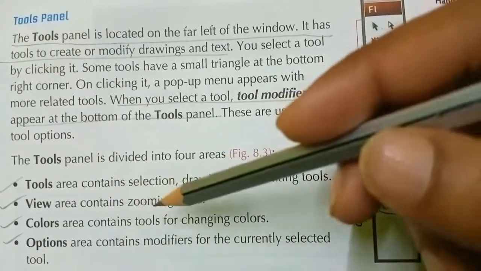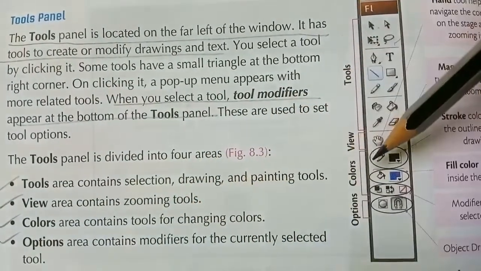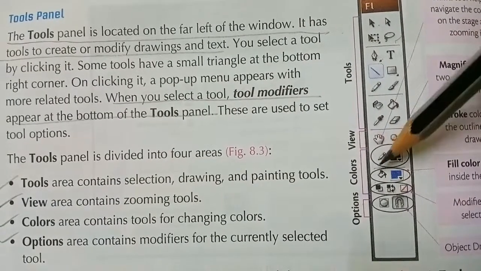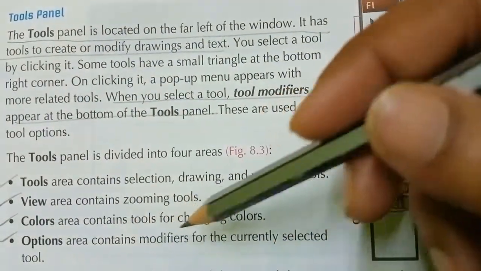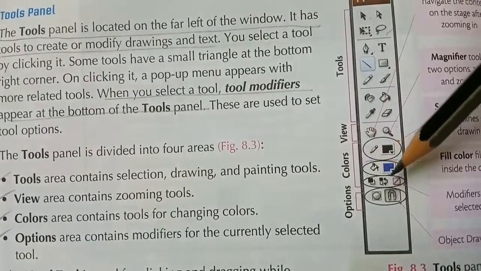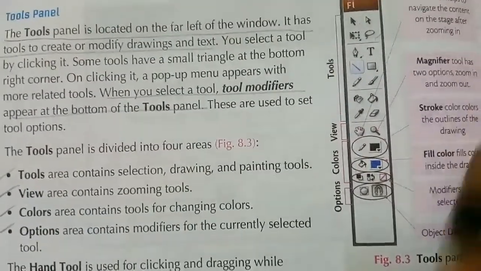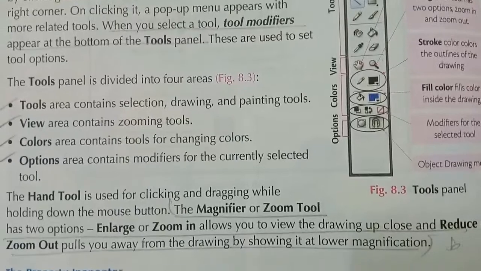Then the colors area contains the tools for changing color. So this is the color area where you can change the colors. Then the option area contains modifiers for the currently selected tool. So it's the option area. So these are the modifiers, you can modify the selected tools.